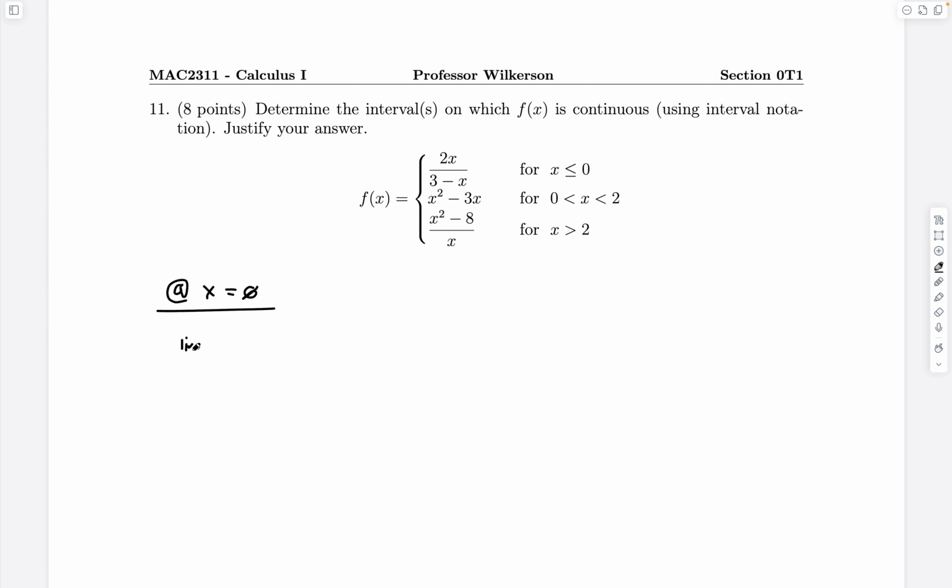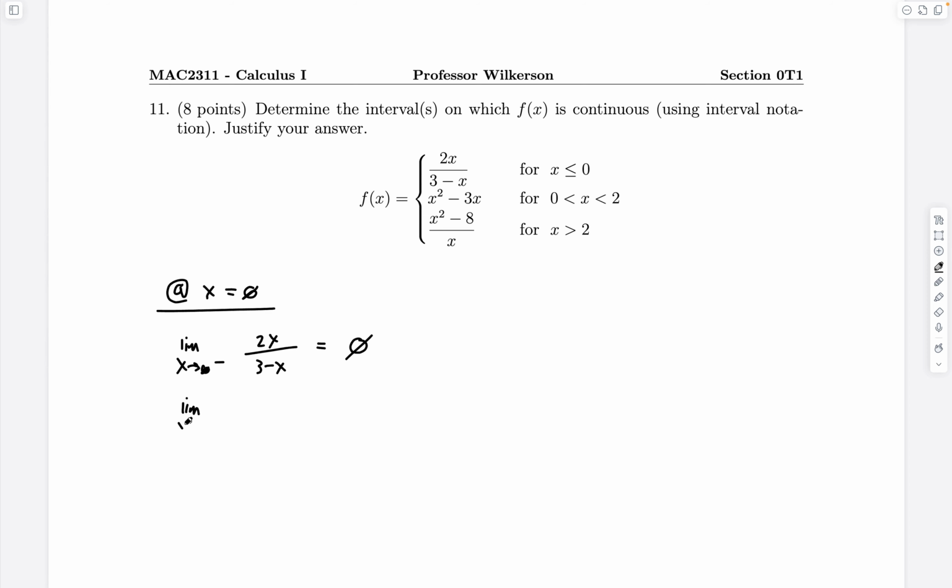So we start with the left side limit. Limit as x goes to 0 from the left. Recall that this is the expression we use from the left side. So I would go ahead and plug in 2x over 3 minus x. When you take the limit to 0, the top would go to 0, the bottom would go to 3. So this expression just goes to 0. 2 times 0 is 0, 3 minus 0 is 3, 0 over 3 is just 0.